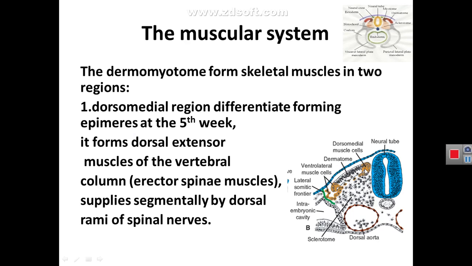These muscles are formed during the 5th week of development. These muscles, as you can see, are near the spinal cord and near the midline of the back. So you can imagine that these muscles of the epimere from this myotome will form the erector spinae muscles on the back, on the sides of the vertebral column. And these muscles are supplied segmentally from the adjacent spinal nerve originating from the neural tube.